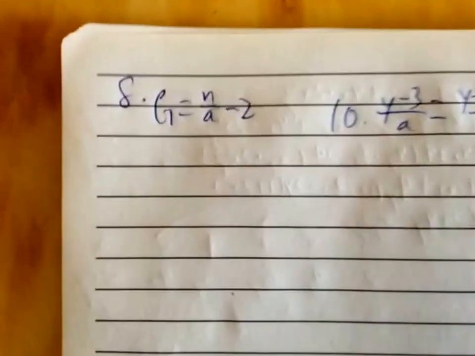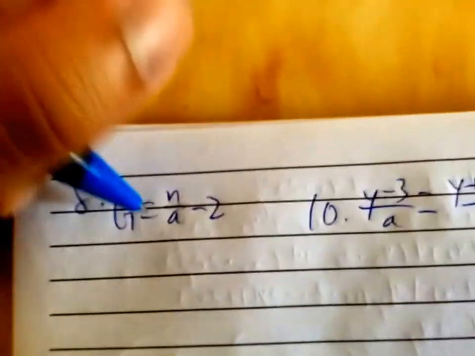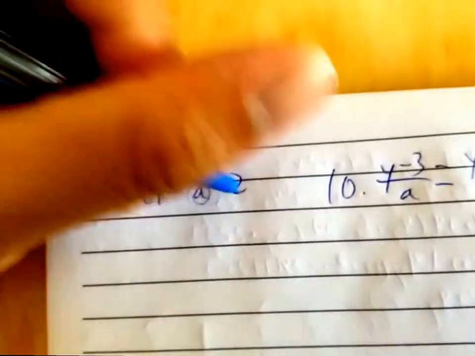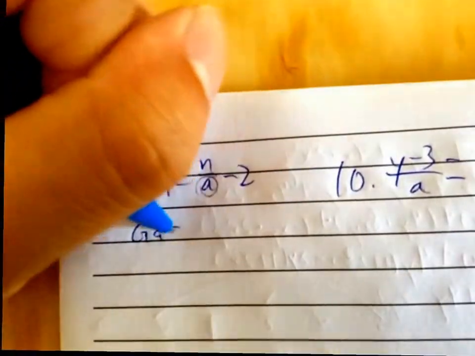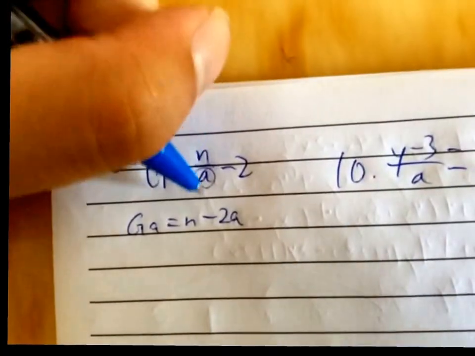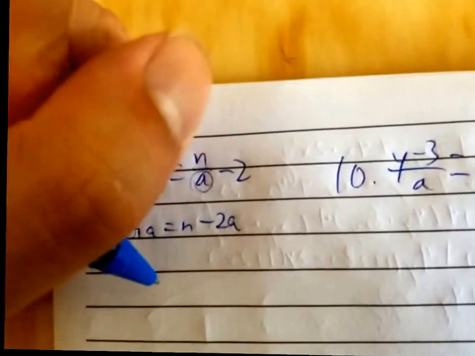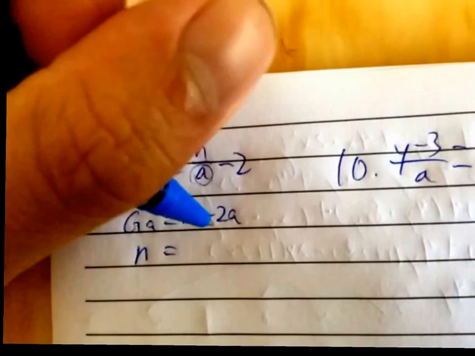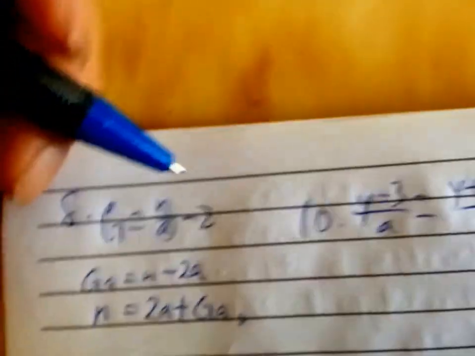That's it. This one I want to make n as a subject. So this one is fractions. We have to multiply whole term with a. So left hand side multiply a, this term multiply by a, this term multiply by a. So n will be 2a plus ga.